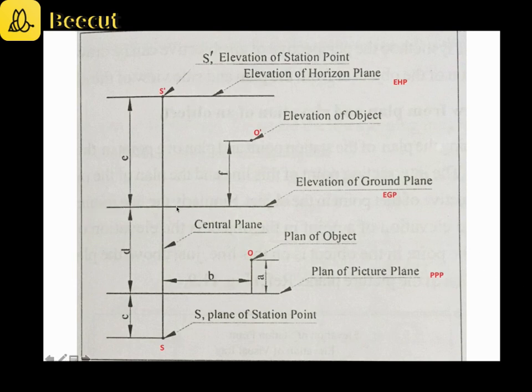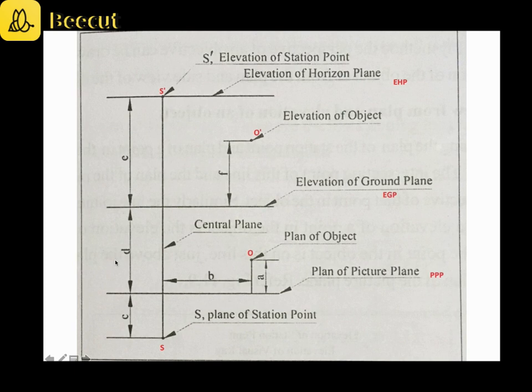ground plane. This line is the ground plane, and here it is marked as EGP. Why is it marked as EGP? The ground plane is a plane, but when we look at it from the front view, the ground plane appears as a line. As the front view of the ground plane is a straight line, this line is represented as EGP, and this line is just similar to the XY line that you use in other types of problems.